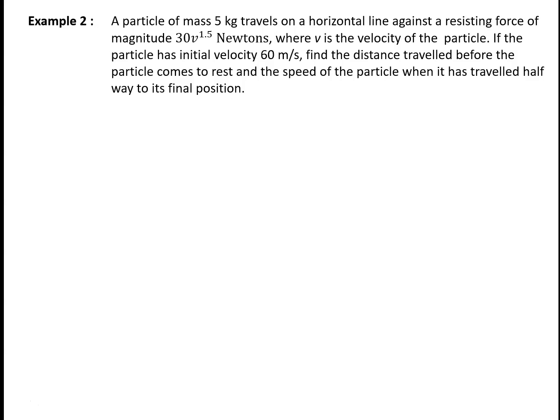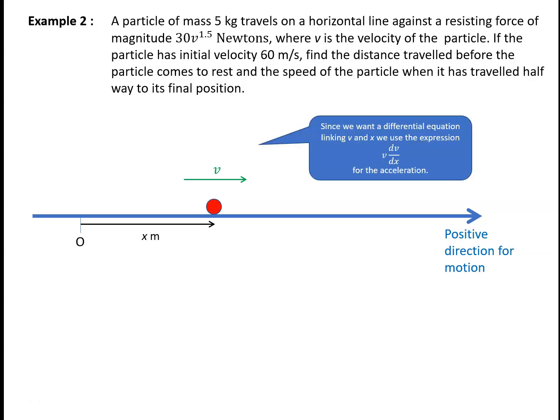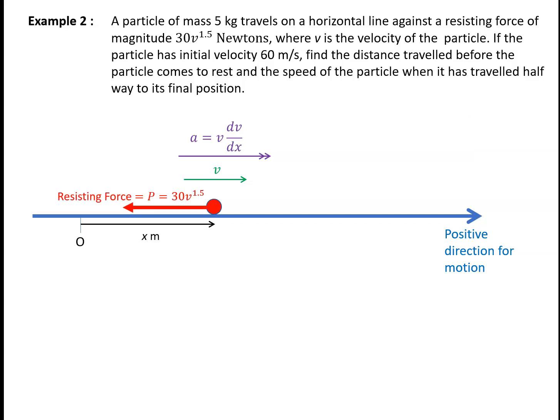Okay, so as before, we need to start off with a diagram. So when the displacement of the particle is x meters, then the velocity is v, and because we want an expression linking the distance travelled and the velocity, and we're not interested in time at all in this question, we're going to use the v dv by dx format for the acceleration. And the force that we've got acting is a resisting force of magnitude 30 v to the 1.5 newtons.